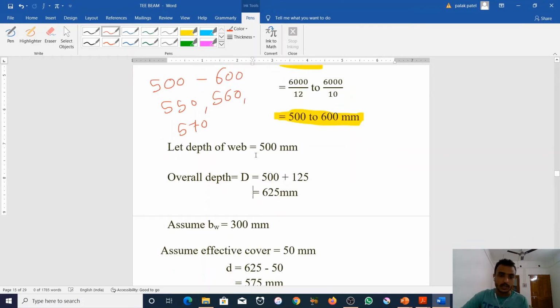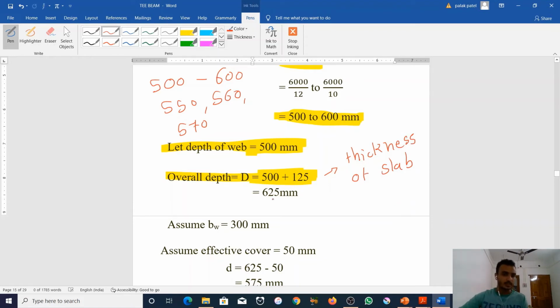Then we assume the depth of web is 500 mm. Overall depth is 500 plus 125. What is 125? 125 is the thickness of slab. So the overall depth is 625 mm.